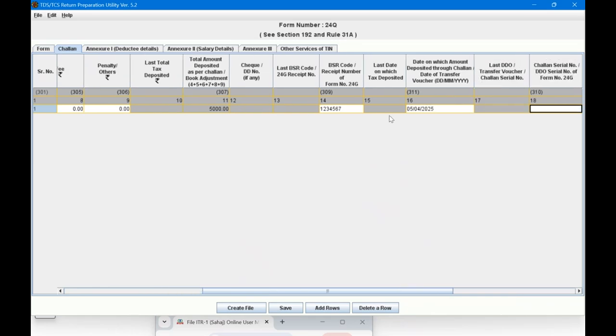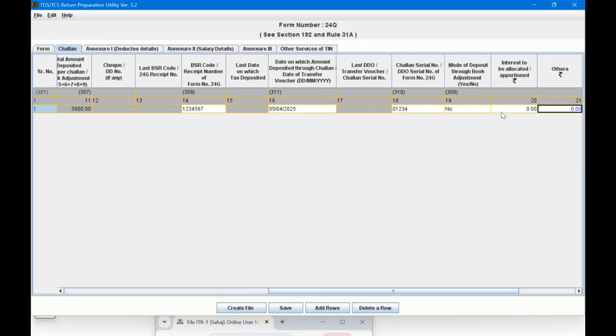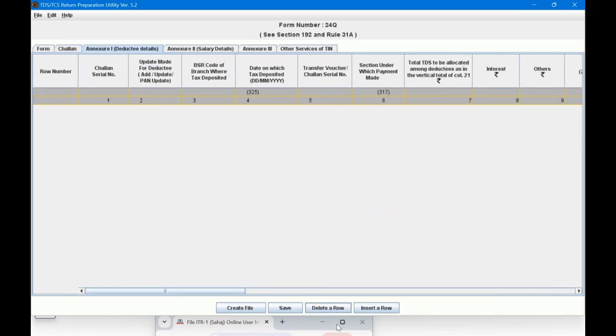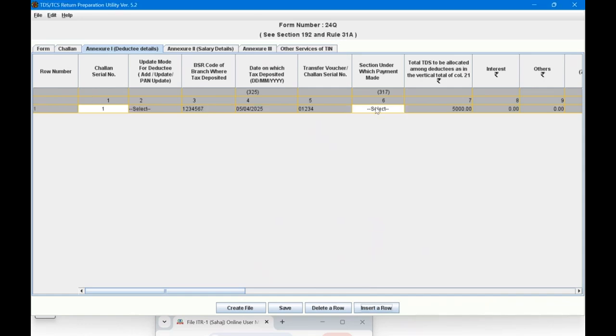So it is paid on 5th April 2024. Challan serial number is this. And it is for 200. After this, we are supposed to add deductee details, say for a single deductee. So I'm adding one deductee over here.